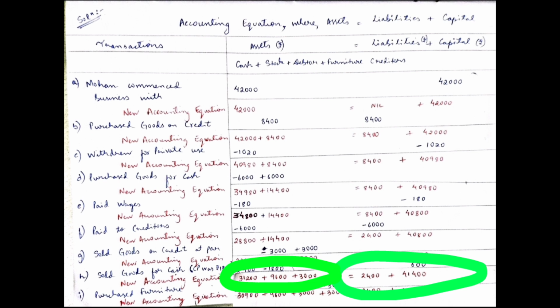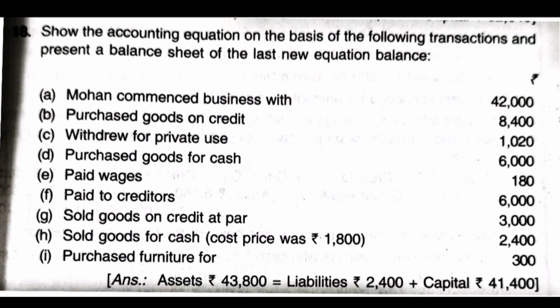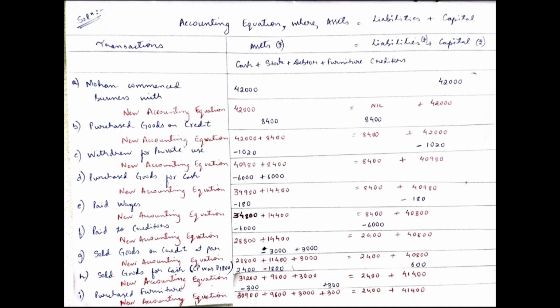Now the last business transaction is purchased furniture. Purchased furniture, which means we have purchased the furniture on cash, yes or no? So this 300 we will subtract it from cash minus 300, and under the assets column we will add one more item, which is furniture, plus 300.